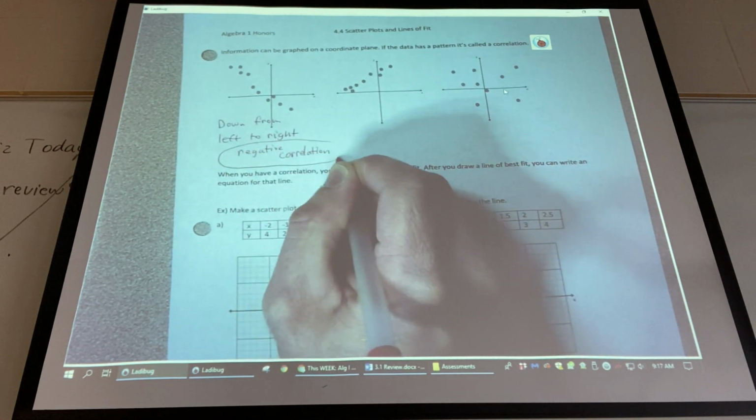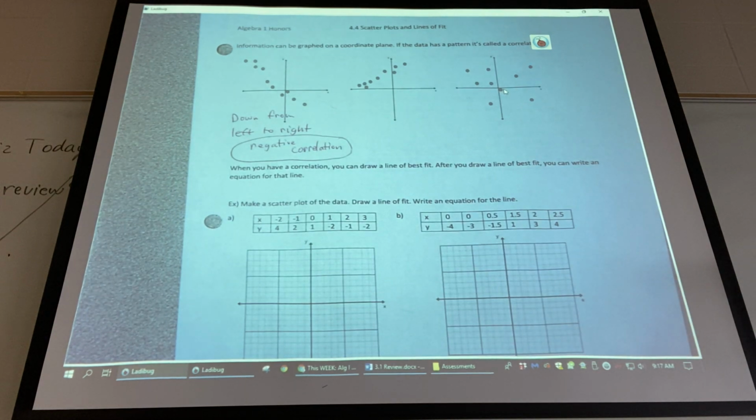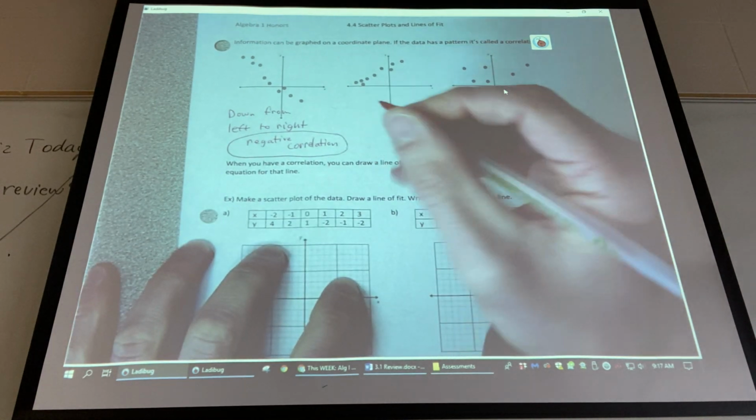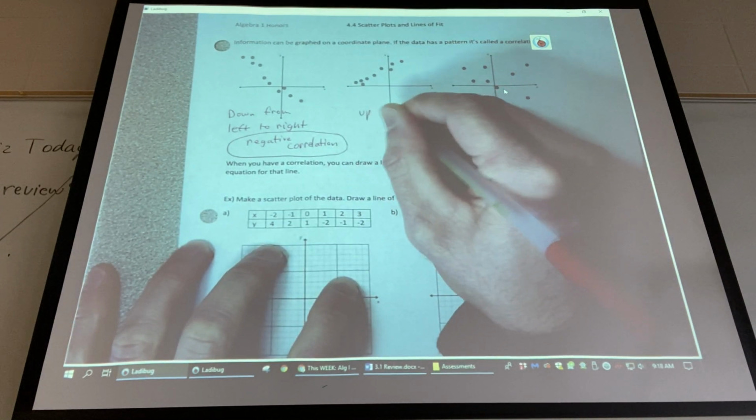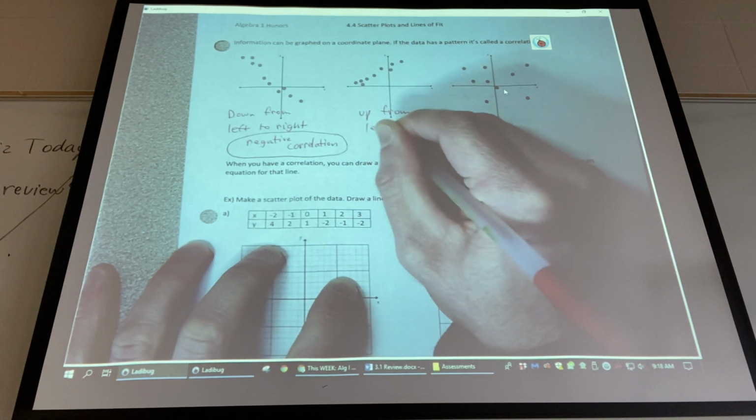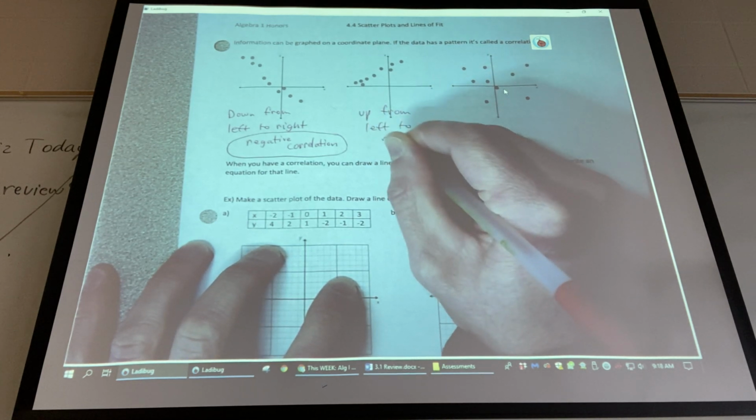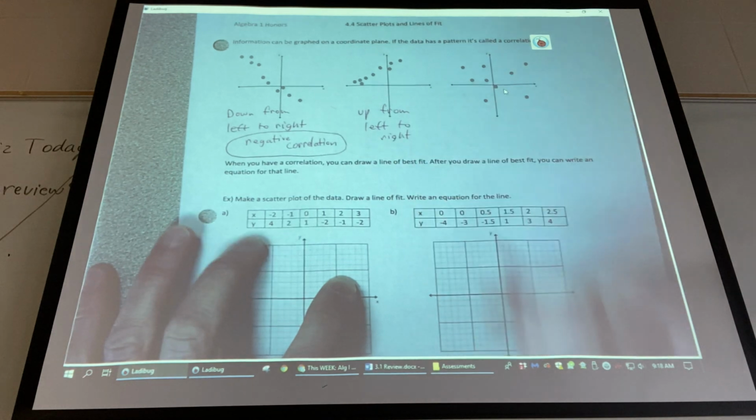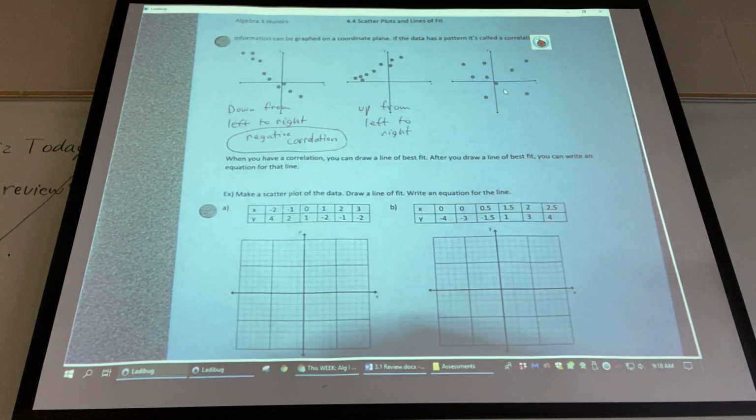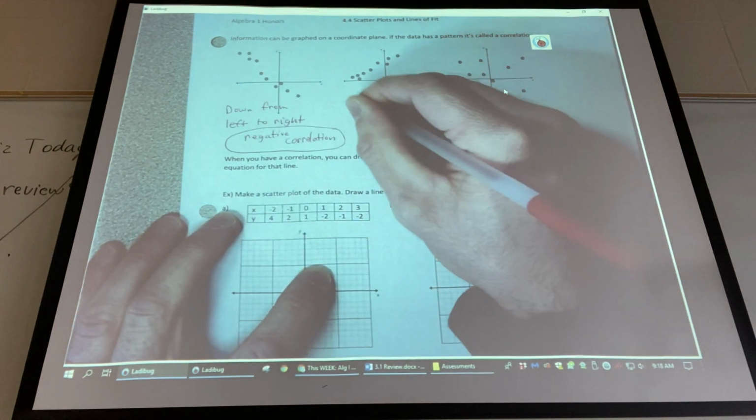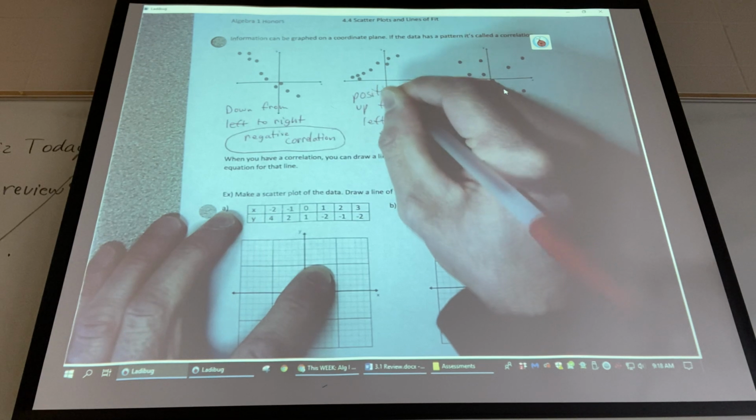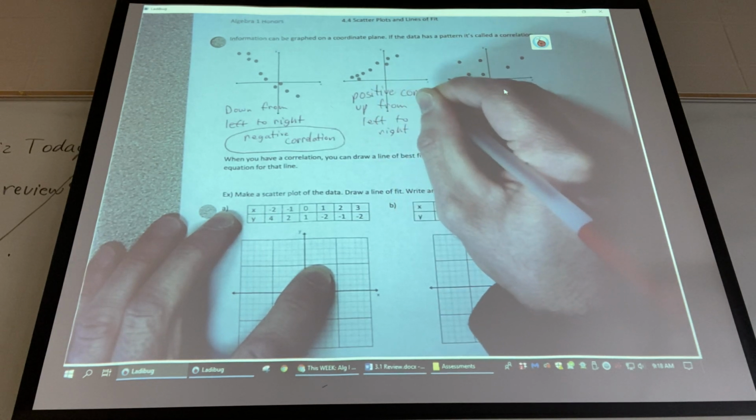What about the second bit of data there? Positive. Yeah, it seems to be going up from left to right, right? And if you can make a decision that there is a pattern to it, then you can describe its correlation. Guess how you describe this? Positive correlation. Yeah, positive correlation.